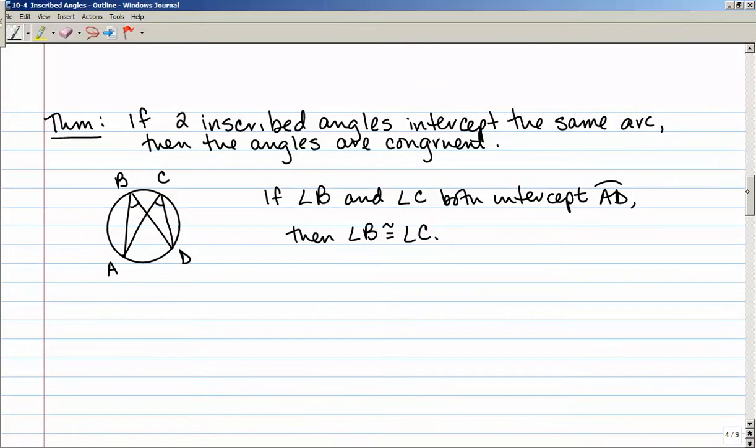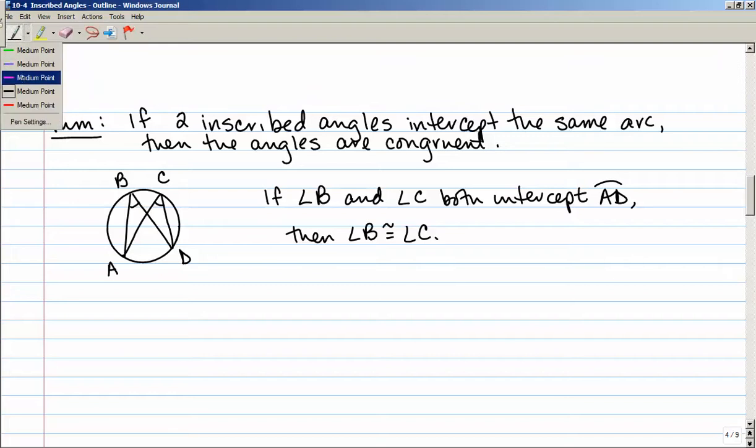Here's another theorem. If 2 inscribed angles intercept the same arc, then the angles are congruent. So here we have angle ABD, or angle B, if you'd like to call it that, and angle ACD, or angle C. If angle B and angle C both intercept the same arc, then B and C are congruent. And I guess you could have the converse of that as well.